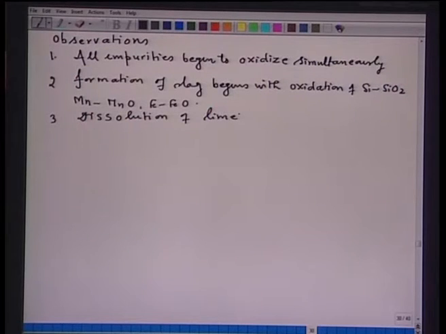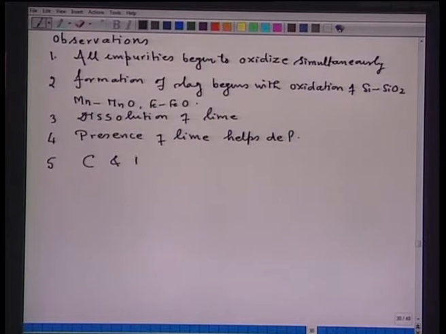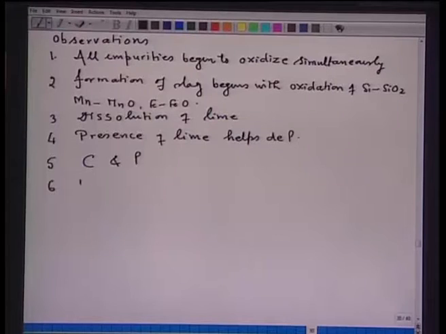Third, dissolution of lime increases as the blow proceeds. Fourth, presence of lime helps dephosphorization. Fifth observation, carbon and phosphorus reactions both occur simultaneously, but the phosphorus removal rate is somewhat faster as compared to carbon, because of the reason I have already mentioned. Sixth, about the manganese content.